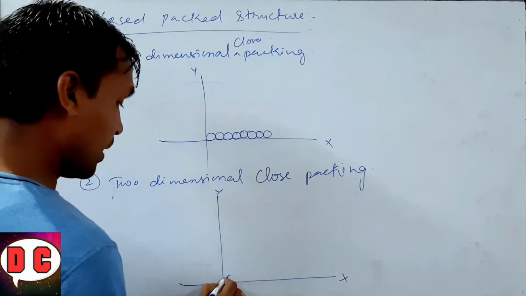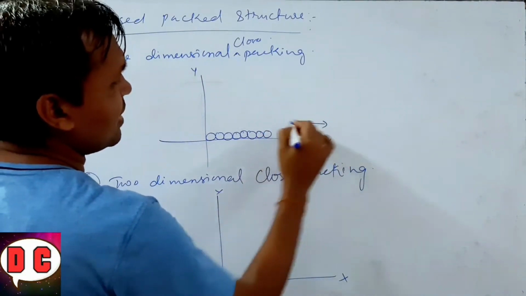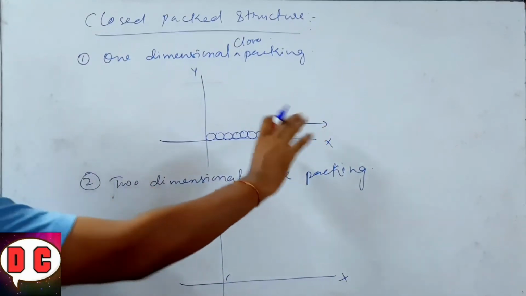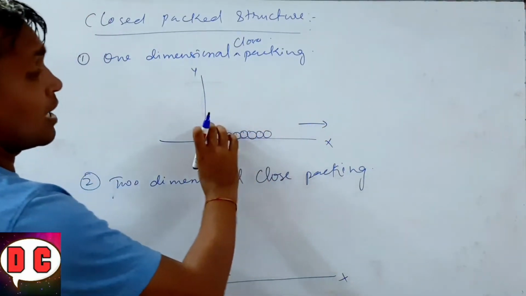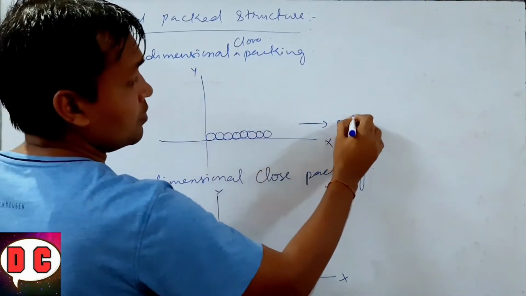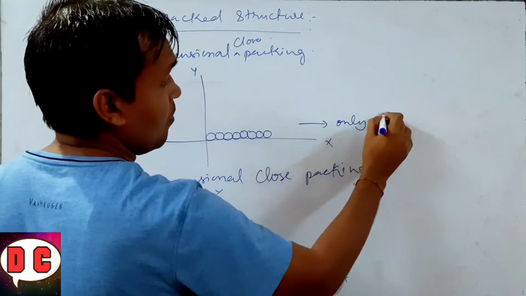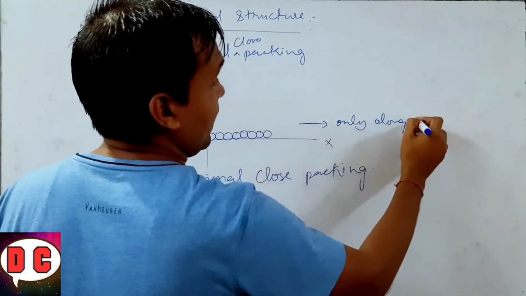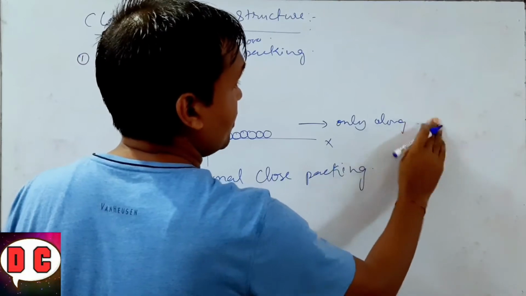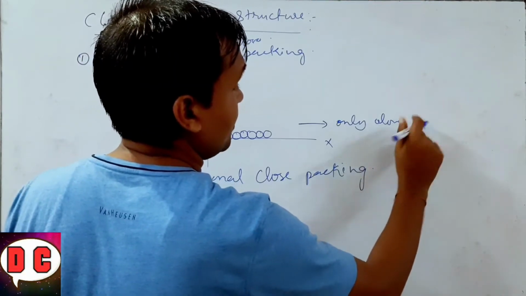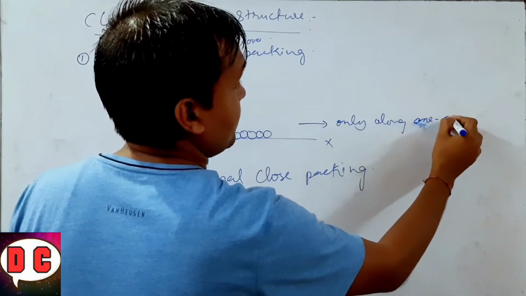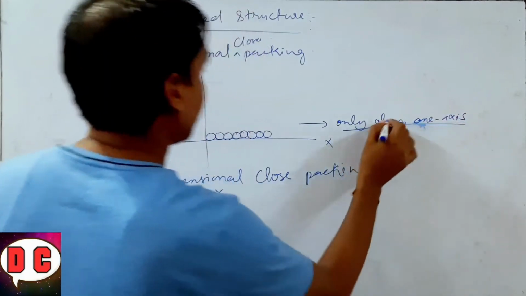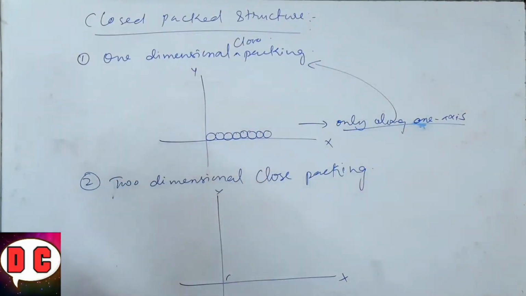So here, one-dimensional is a simple thing I am telling you: the molecules or the compounds or the atoms are arranged only along one axis. So this arrangement will be called what? One-dimensional arrangement. Two-dimensional closed packing means what?